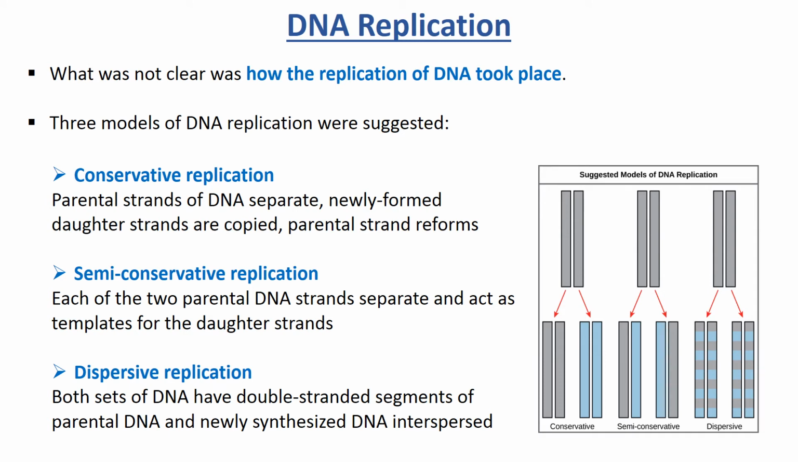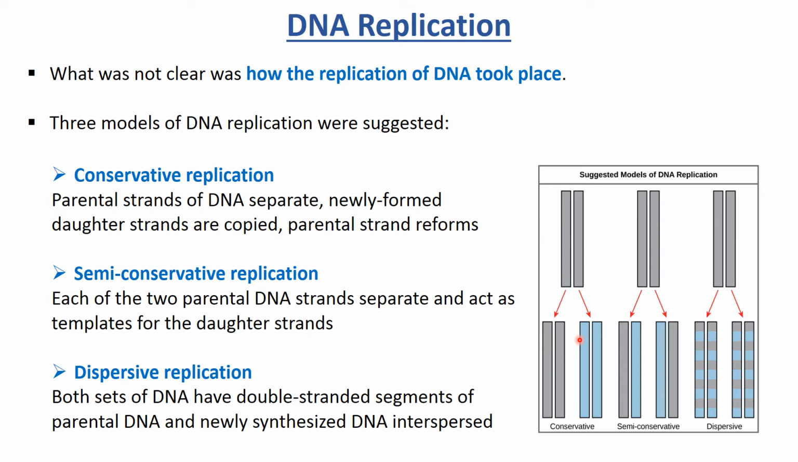What was not clear at that time, however, was how the process of DNA replication took place. Three models of DNA replication were suggested at that time. The first was known as conservative replication. Here, the parental strands of DNA separate and newly formed daughter strands are copied. The parental strand then reforms, shown here. The daughter strands are shown here in light blue.